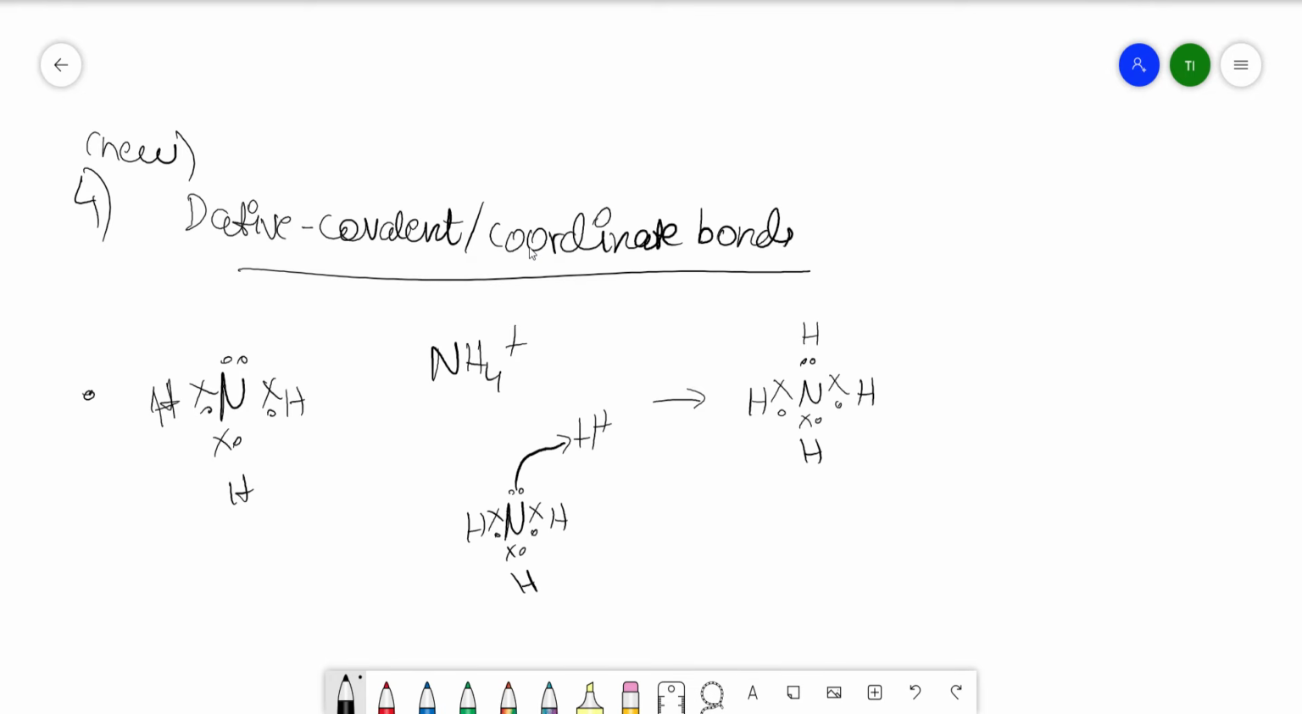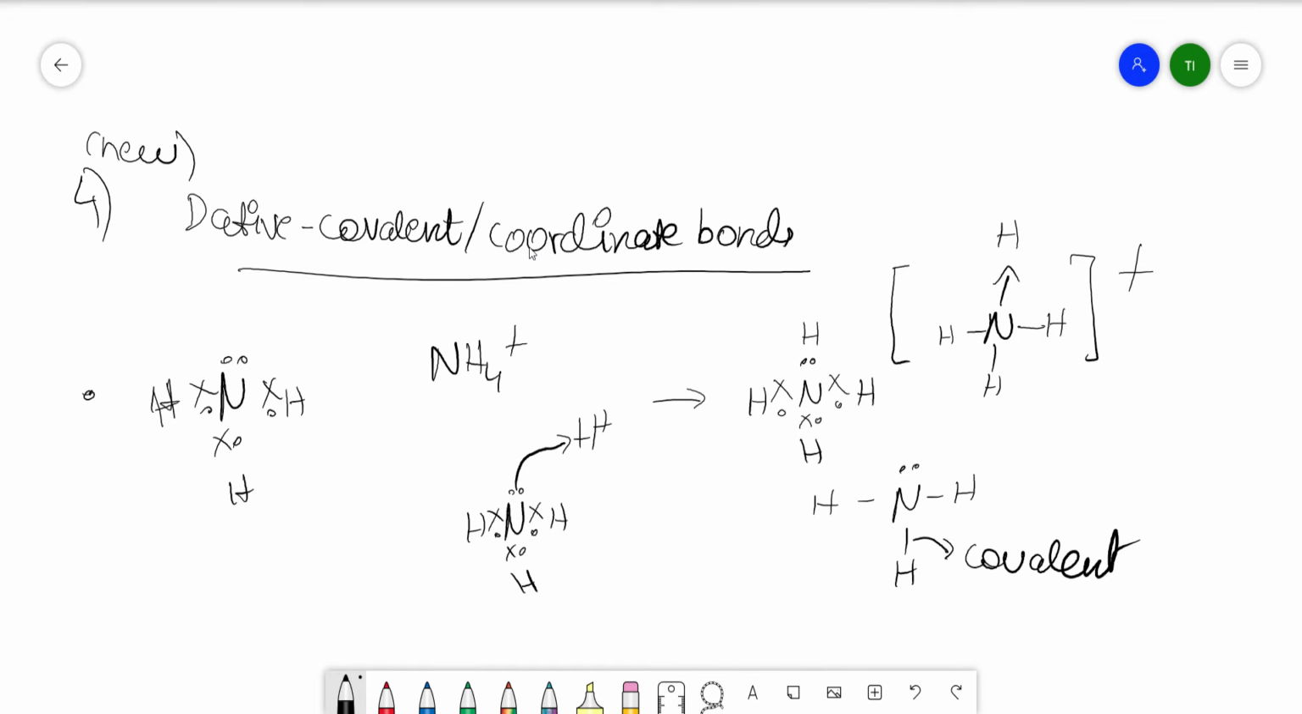Because these two electrons are donated to the hydrogen, it's still the nitrogen's electrons. Normally we represent NH3 like this, right? The single bonds and the lone pairs. This is a covalent bond, right? You represent the dative covalent or the coordinate bond with an arrow towards the ion or atom that's receiving the electrons. So this would be the dative covalent form of NH4+. I hope that makes sense.